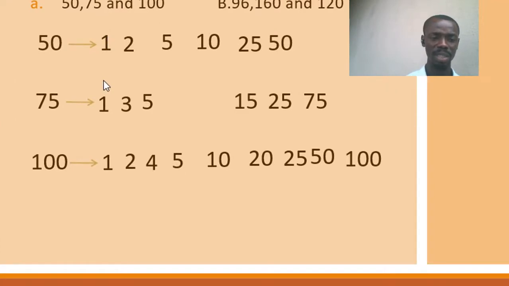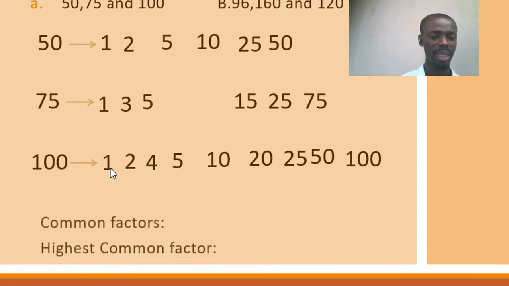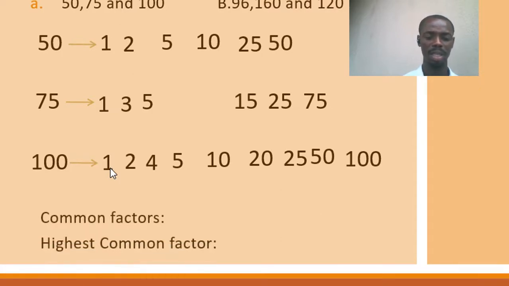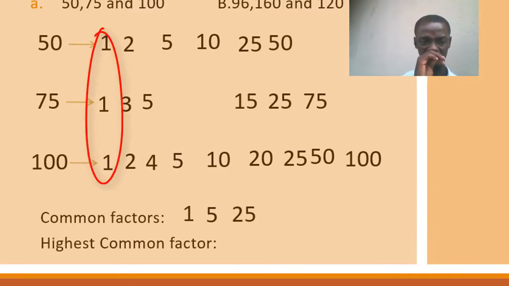I'm seeing a 1 with 50. I'm also seeing a 1 here, and I'm also seeing a 1 with 100. So I can just pick that one. So for the common factors, 1 is common. Okay, everything is coming out already. Now, let's just go through it one by one.